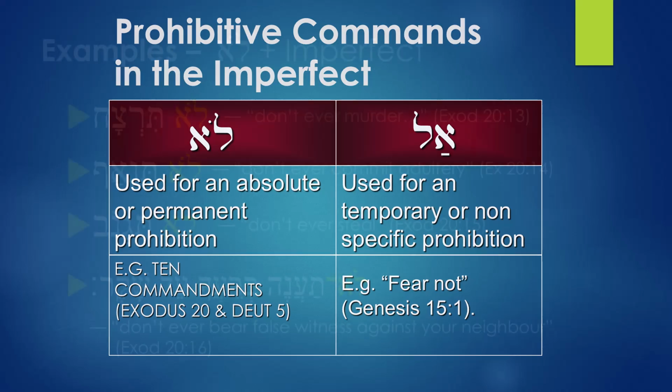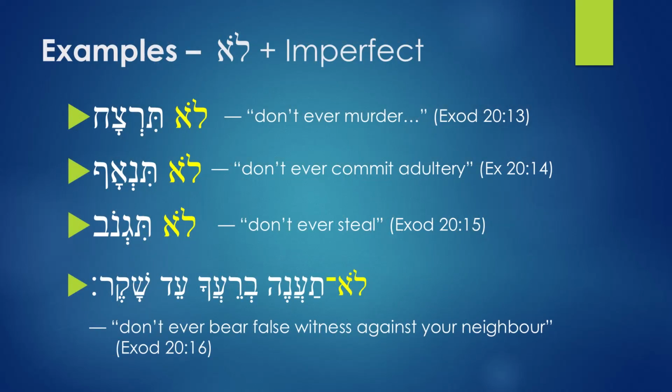Let's look at the examples. Let's start with lo. And we're saying prohibition in Hebrew uses lo with the imperfect. So you're going to find lo, and the following word will be an imperfect verb. Let's look at the examples. The first one you have lo titzach. So you have lo here. Lo shows prohibition. Now what kind of a prohibition? You have an imperfect verb, titzach. And this comes from ratzach, which means murder. And so when you have lo with an imperfect verb, the prohibition that is used there is a permanent prohibition.